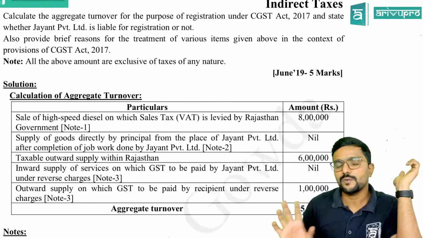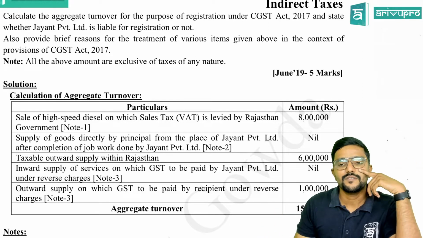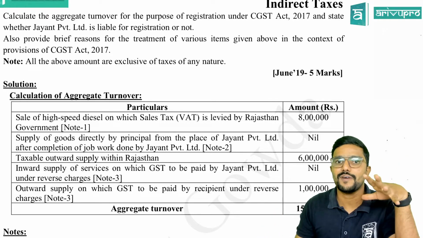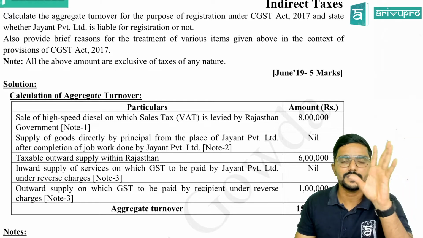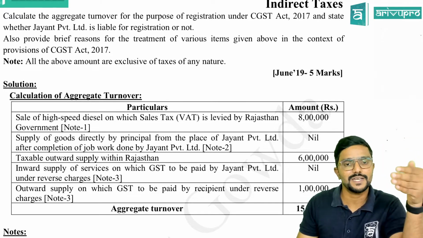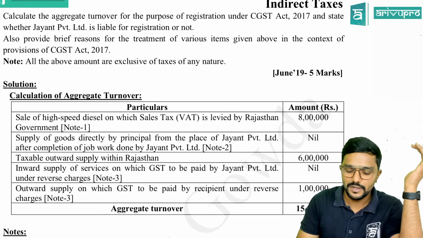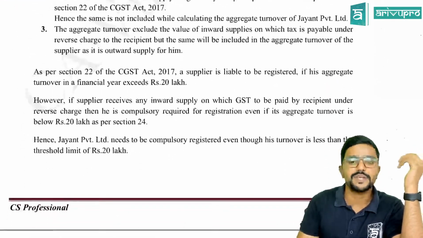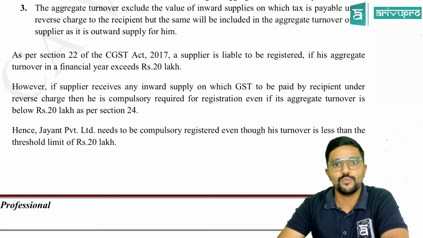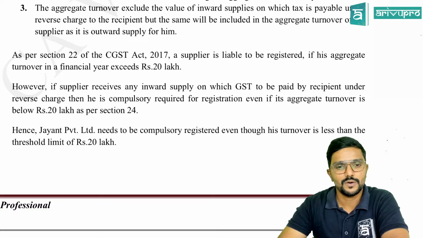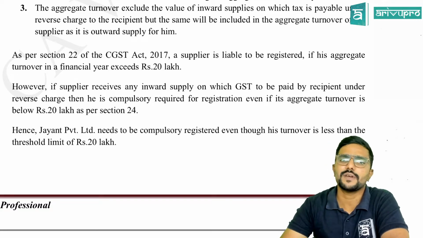I have not defined what aggregate turnover is here because this was asked in June 2019 for 5 marks and the requirement of the question is more here. Okay, they have not just asked you to calculate aggregate turnover. They have asked you to give reasons for each treatment and also whether he should get registered. So the thing you need to present in the exam is more. So that is why I have not defined aggregate turnover. Okay, if you have enough time, you can definitely define aggregate turnover also.